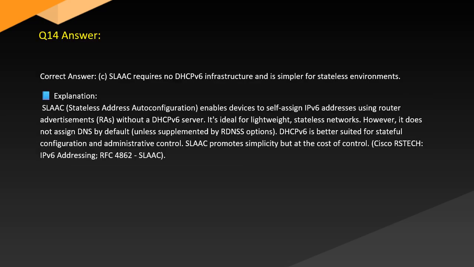Answer. Correct answer: C. SLAAC requires no DHCP infrastructure and is simpler for stateless environments. Blue Book explanation. SLAAC, stateless address auto-configuration, enables devices to self-assign IPv6 addresses using router advertisements (RAs) without a DHCPv6 server. It's ideal for lightweight, stateless networks. However, it does not assign DNS by default unless supplemented by DHCPv6. DHCPv6 is better suited for stateful configuration and administrative control. SLAAC promotes simplicity but at the cost of control. Cisco RSTECH, IPv6 addressing, RFC 4862 SLAAC.